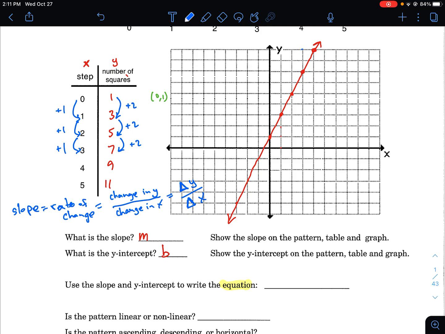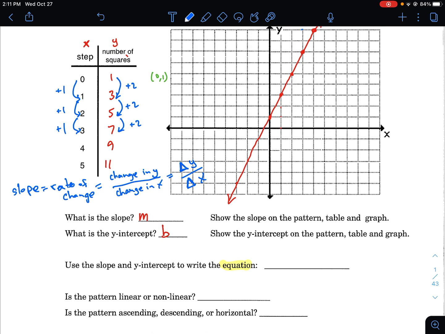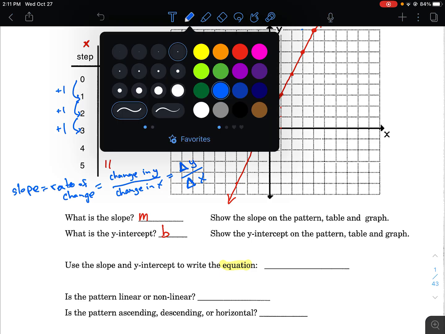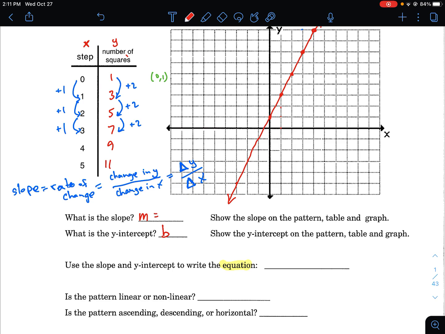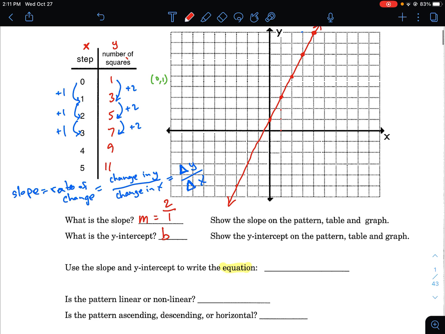So our change from y to x is, the change in y is 2, the change in x is 1, and it's always 2 over 1. So our slope, remember, if slope is change in y over change in x, that means our change in y is 2, or plus 2. Our change in x is plus 1. What is a more simplified way of writing 2 over 1? Just 2. So our slope, or our m, is 2.